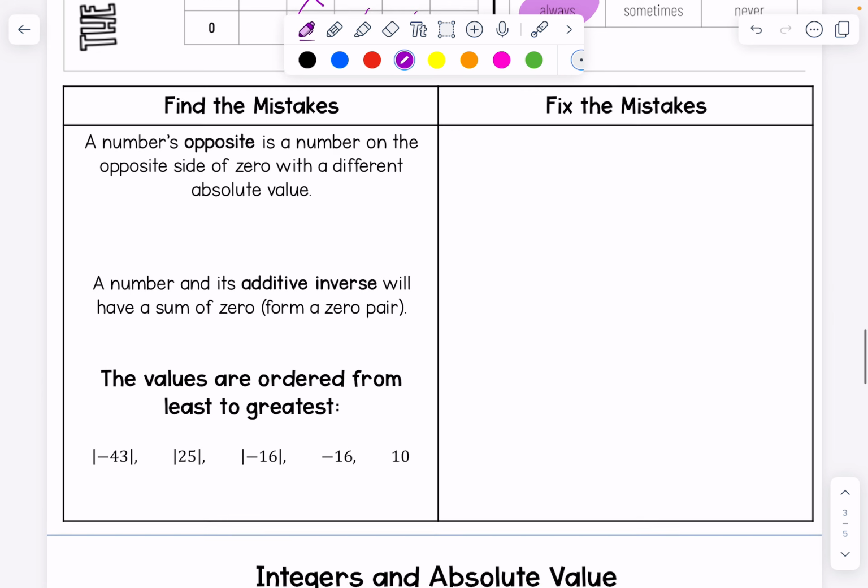Now I'm going to come back down here. It says the number's opposite is a number on the opposite side of 0 with a different absolute value. Again, these have mistakes in them. An opposite is going to have the same absolute value. So on different sides of 0, but the same absolute value.